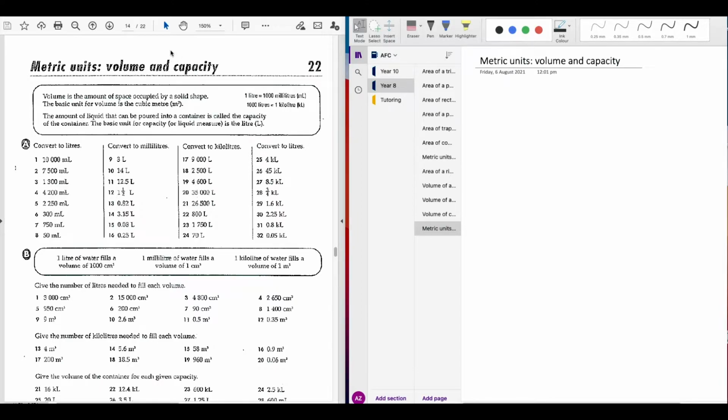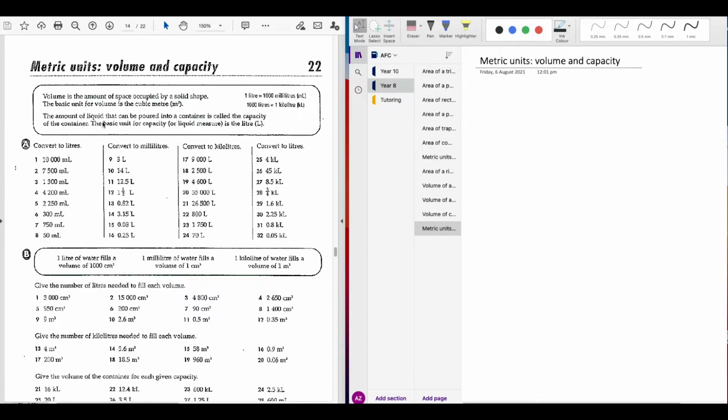Volume is the amount of space occupied by a solid shape. The base unit for volume is cubic meter. So remember the questions you've done in the past: volume of a triangular prism, volume of a rectangular prism, and so on. That's all volume. And the unit should be meters cubed or centimeters cubed or millimeters cubed and so on.